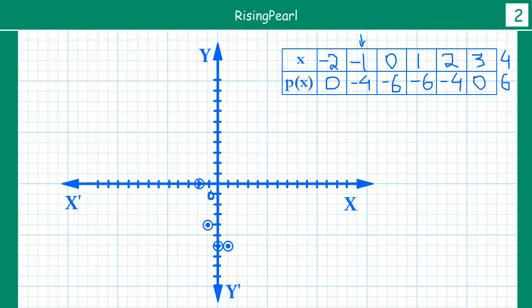Then we see x equals plus 1, y is minus 6. So we go 1 unit to the right side of the origin on the x-axis, and then 6 units below the origin. This is the point over here. And then similarly we draw out the other remaining points, right? So right now we have got all the points that we have seen.